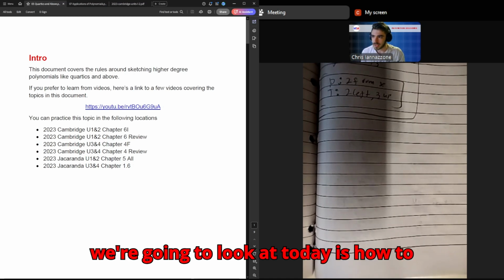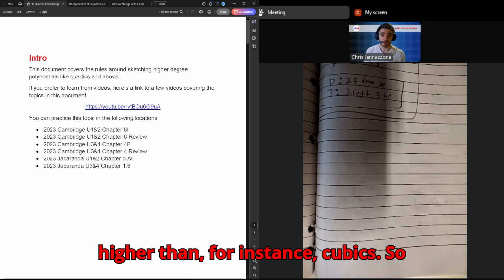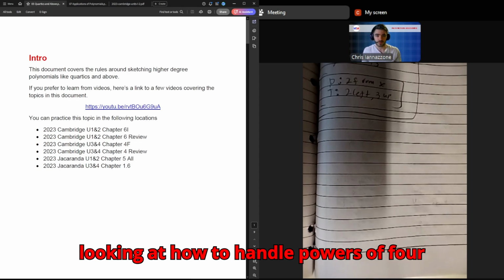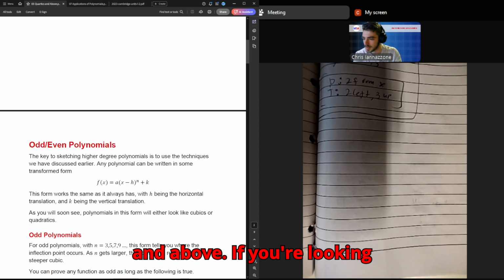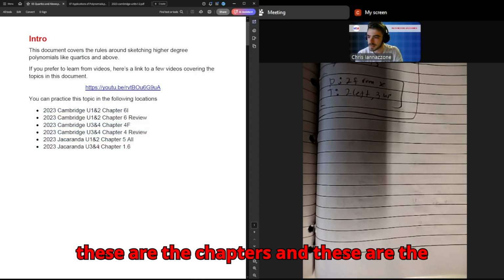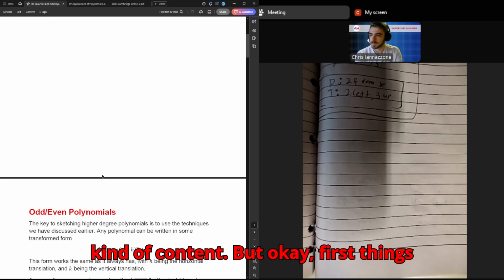So what we're going to look at today is how to handle higher degree polynomials, higher than, for instance, cubics. So pretty much we're just going to be looking at how to handle powers of 4 polynomials and above. If you're looking for places to specifically revise this, these are the chapters and these are the books that you might want to specifically hone in on if you're looking for this kind of content.